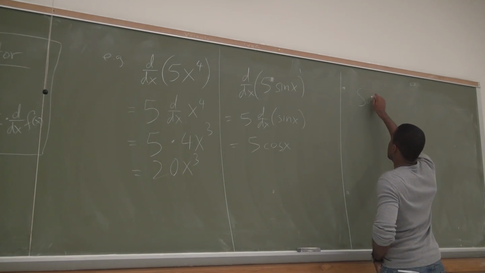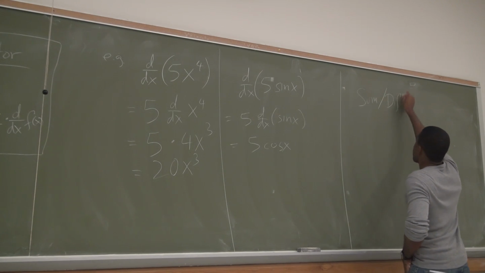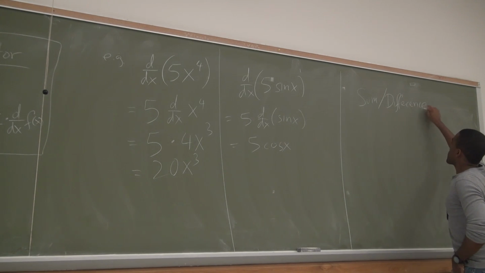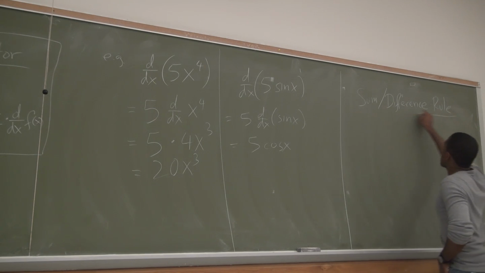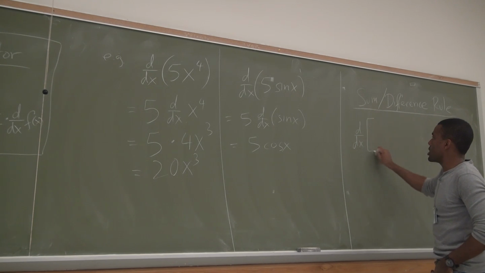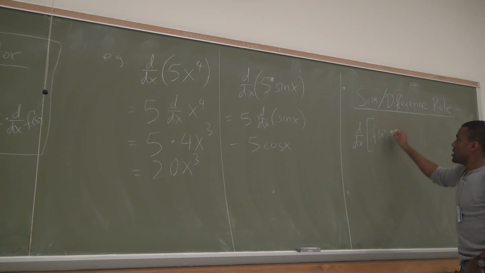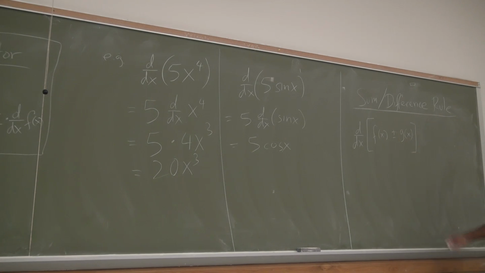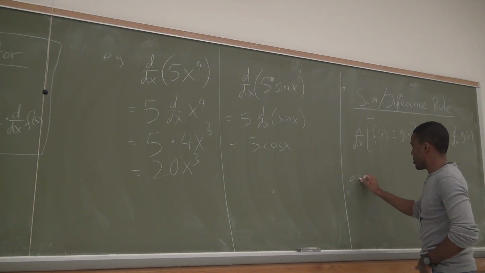There's something called the sum difference rule. It basically says if you want to differentiate a sum or a difference, so I'm differentiating f of x plus or minus another function, g of x, you can just differentiate each part and stick it together. Derivatives distribute across sums.